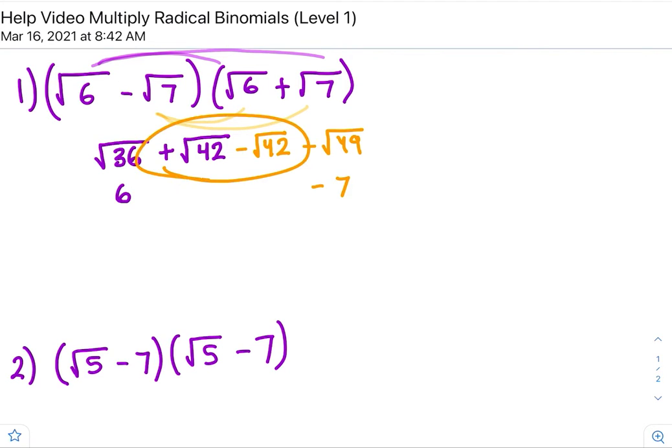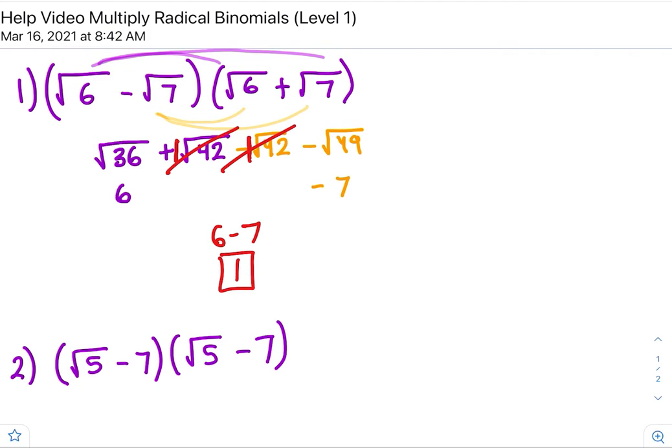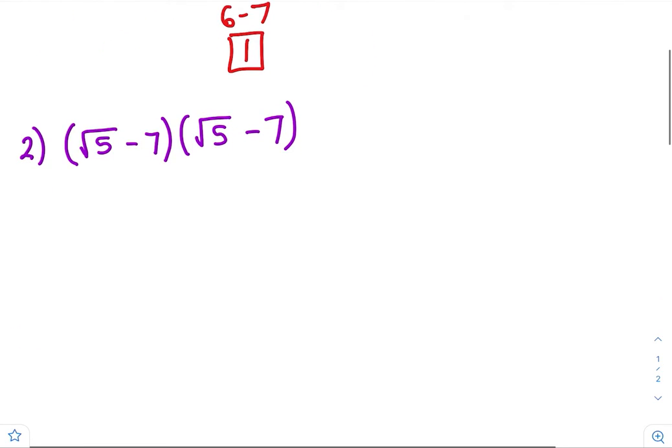Now these have the same root and radicand, so we can combine those. So really, there's a plus 1 there and a minus 1. So 1 minus 1 is 0, so these are going to cancel. So you have 6 minus 7, which is just negative 1. So there's that. Now let's look at a problem like 2.